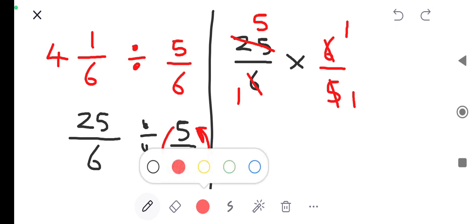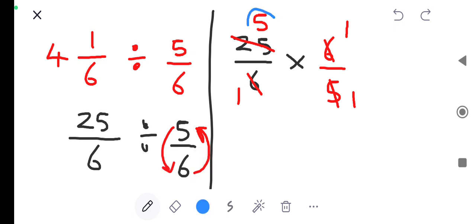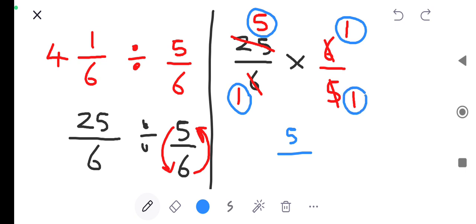Multiply the numerators that are left. You do 5 times 1, that gives you 5. Multiply the denominators. You do 1 times 1, that gives you 1. 5 divided by 1 is 5.